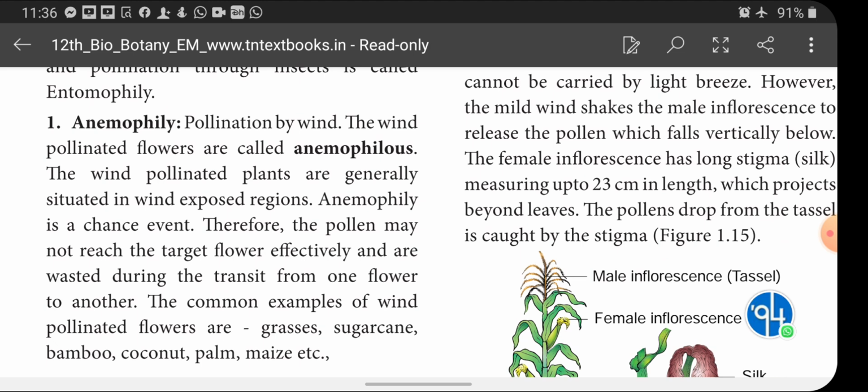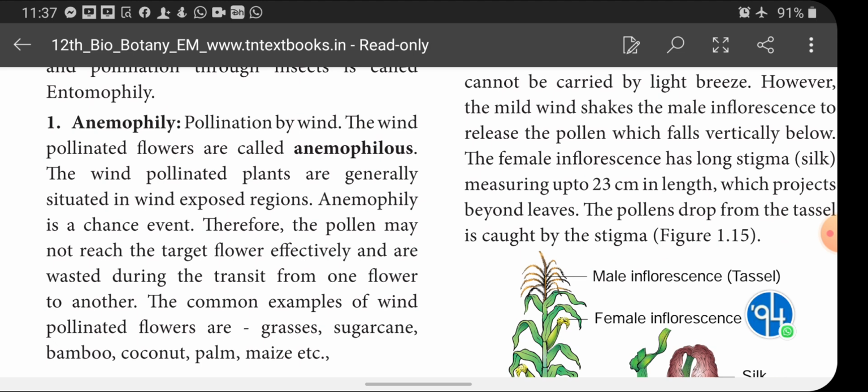Anemophily is a chance event. Therefore, the pollen may not reach the target flower effectively and is wasted during the transit from one flower to another. The common examples of wind pollinated flowers are grasses, sugarcane, bamboo, coconut, palm, maize, etc. Anemophily is pollination by wind, and the flowers pollinated by wind are called anemophilous flowers. Sometimes you will get a question like: write a note on anemophily.